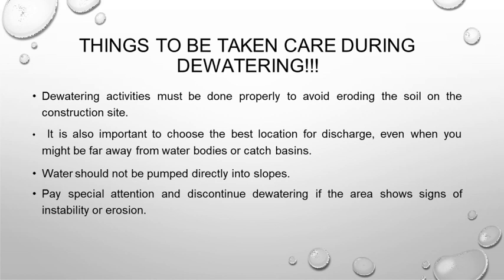So, things to be taken care of during dewatering. Dewatering activities must be done properly to avoid eroding the soil on the construction site. It is also important to choose the best location for discharge, even when you might be far away from water bodies or catch basins. Water should not be pumped directly onto slopes. Pay special attention to the surrounding area during dewatering if the area shows signs of instability or erosion.